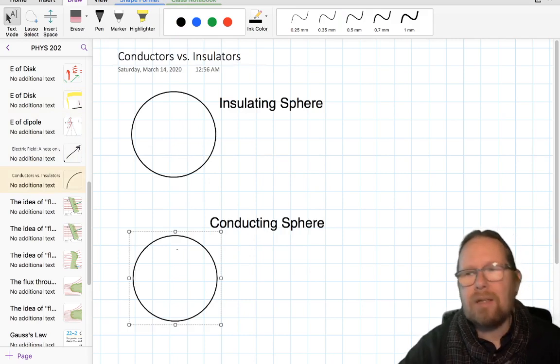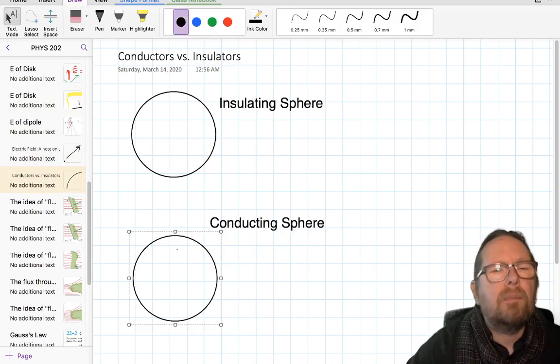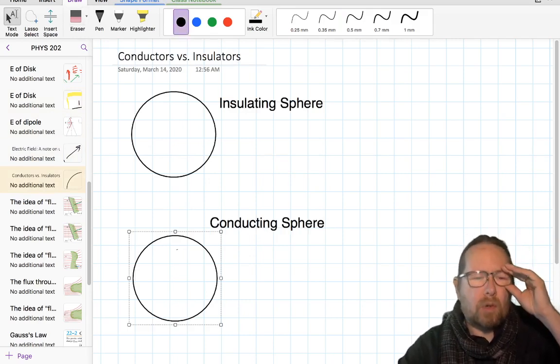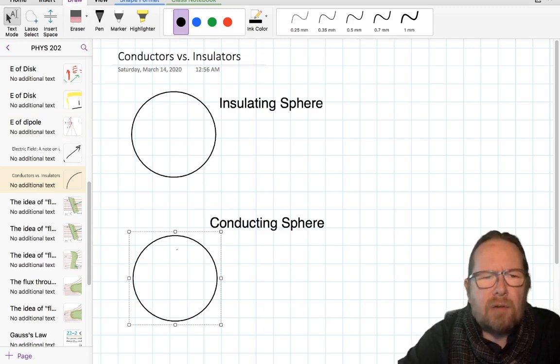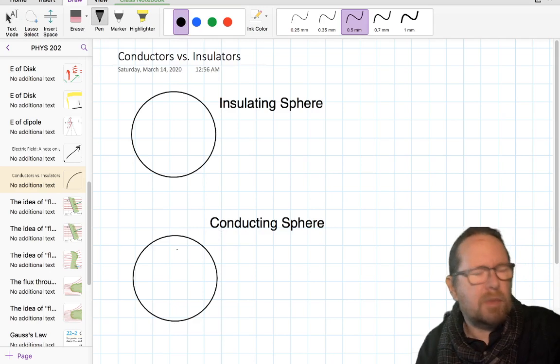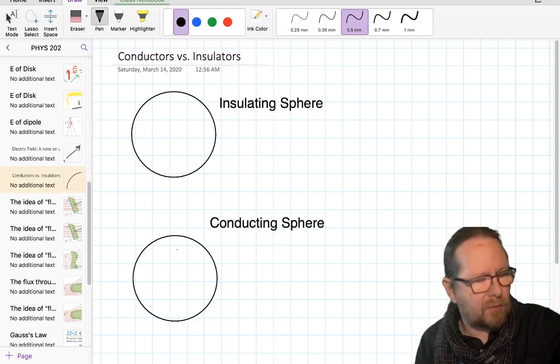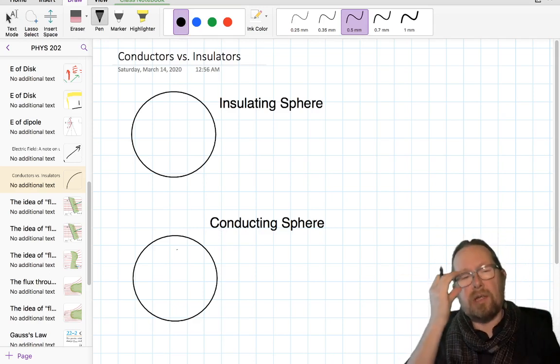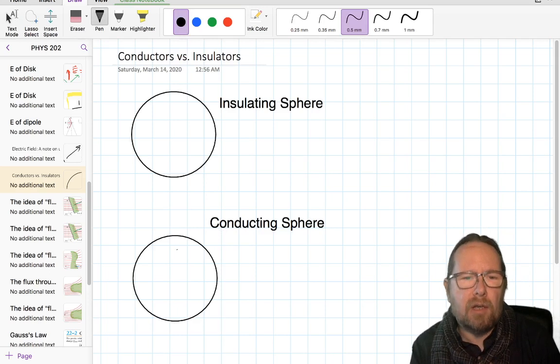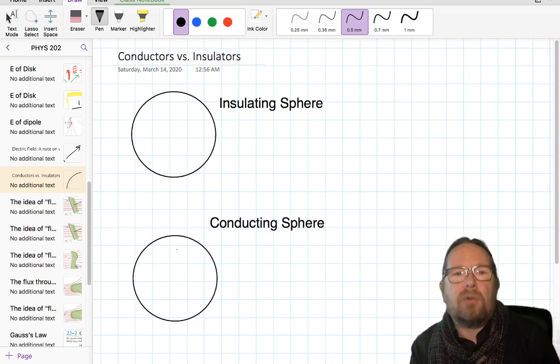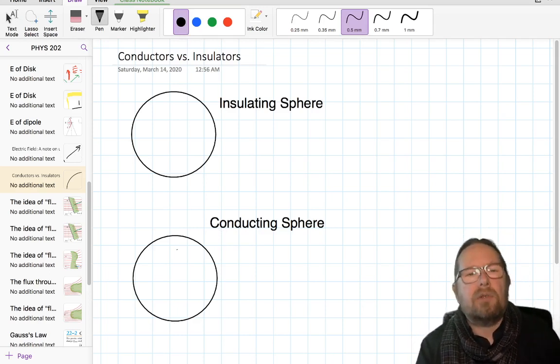The other thing that we didn't really talk about when we did chapter 21, which I guess we started before break even, is the difference between insulating materials and conducting materials. I think everybody knows from middle school science what the difference between an insulator and a conductor is. In a conductor, electrical charges are free to move, so electrons can move around. In an insulator, they are not.